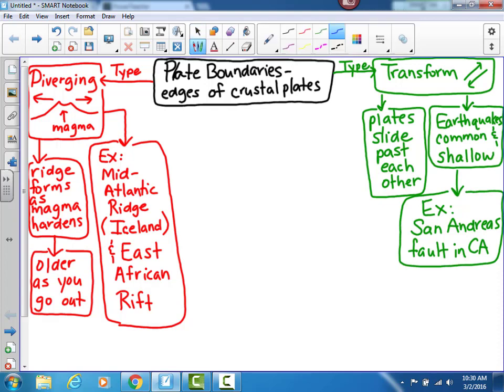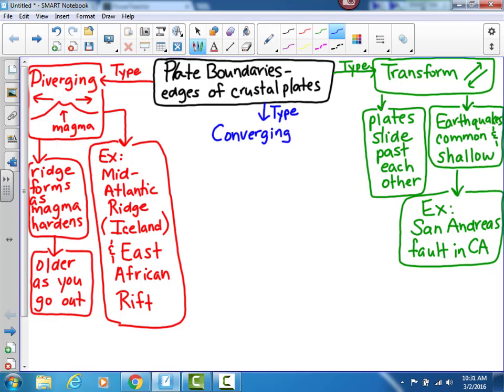Okay, now the whole rest of our space is left for what kind of boundary? Converging. And we're going to need the whole rest of the space, and we're going to be challenged to get it all in here, because converging boundaries collide, but they can actually be broken down into two subtypes. So we'll start with converging.